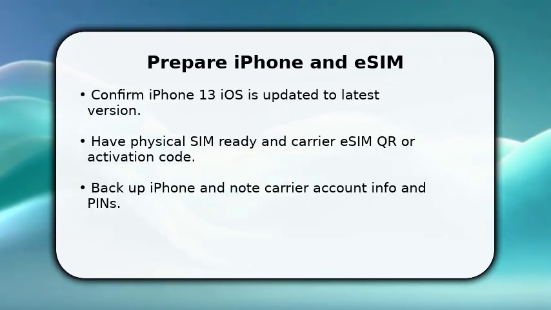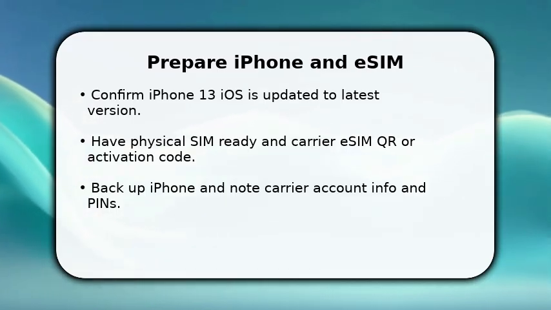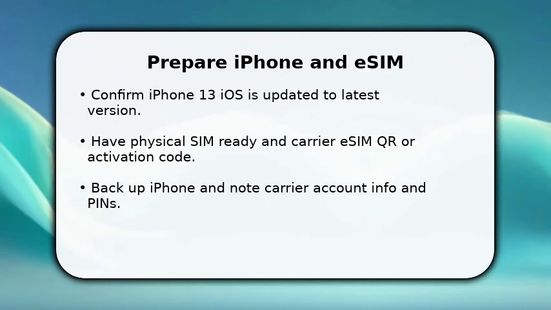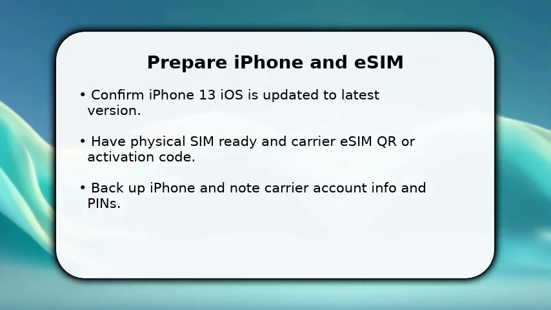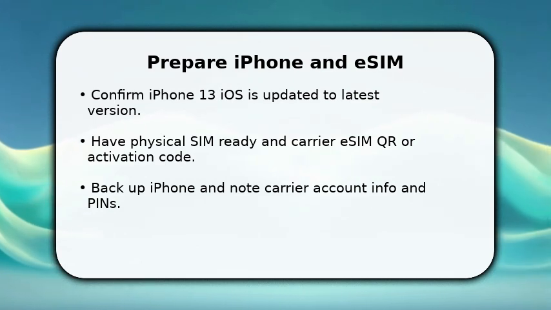Next, obtain the carrier's eSIM QR or activation code. This is essential because the phone will download a second line. Once done, back up your device so you can restore settings if needed, and keep your carrier credentials handy for verification or PIN entry during activation.